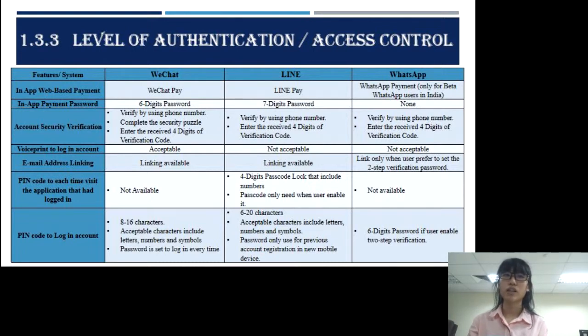For account security verification, all three have the same verification method, which is verifying by using their phone number. But WeChat has a different extra verification method, where it needs the user to complete a security puzzle to access the account. WeChat also has an extra method which uses the voice print to log in to the account, but Line and WhatsApp do not have any voice print method to access their account.